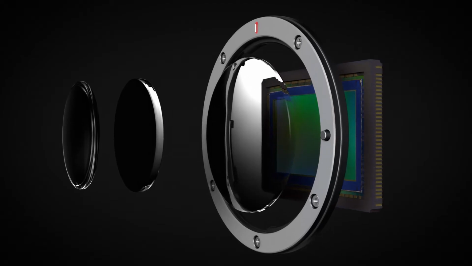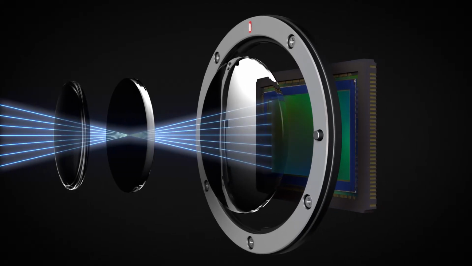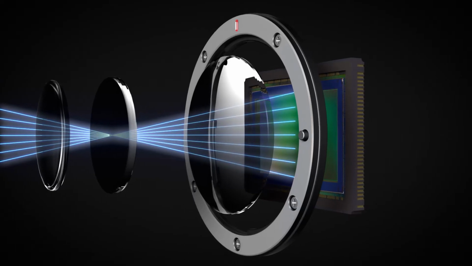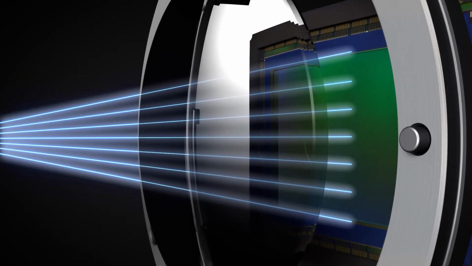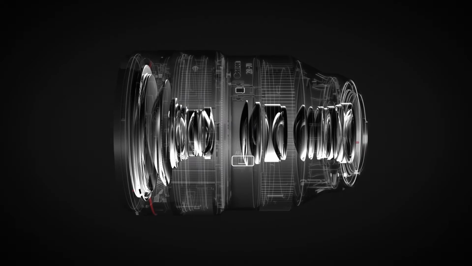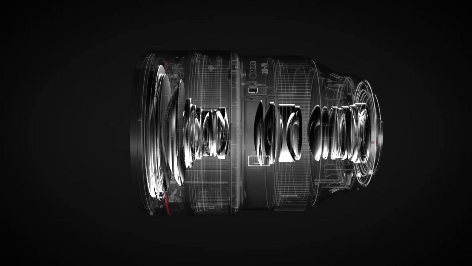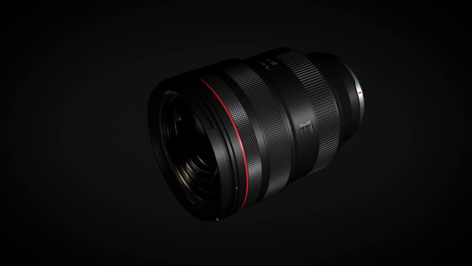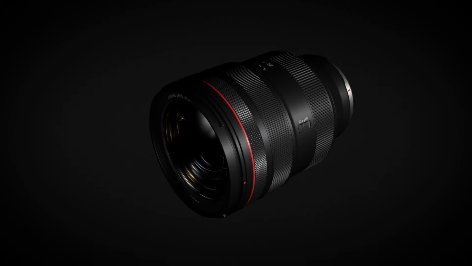What's more, the RF mount's large diameter allows for wider lens elements to be placed near the sensor. This reduces light refraction and eliminates the need to excessively bend light rays as with small diameter lens mounts. These characteristics minimize aberrations and facilitate more effective lens arrangement, making possible higher image quality and high spec performance in more compact designs.